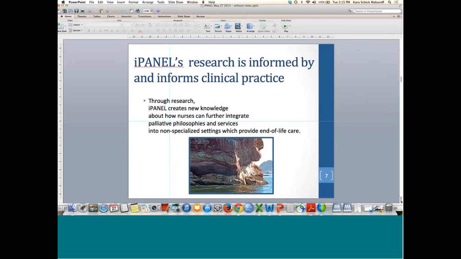One of the hallmarks of this iPANEL project is connection with practice. The research is informed by and informs clinical practice, and practice leaders co-lead this project. Through research, iPANEL's goal really is about creating new knowledge about how nurses can further integrate palliative philosophies and services into all types of different non-specialized settings, which provide end-of-life care. So that's a brief overview of iPANEL.